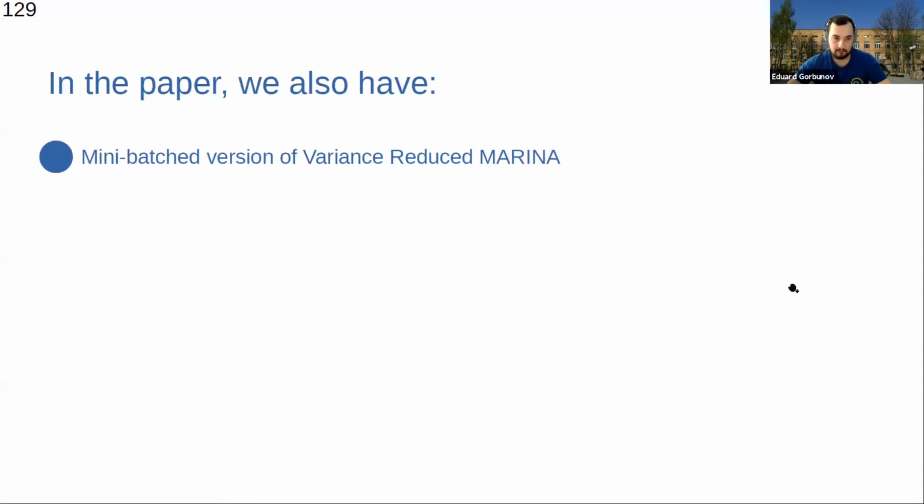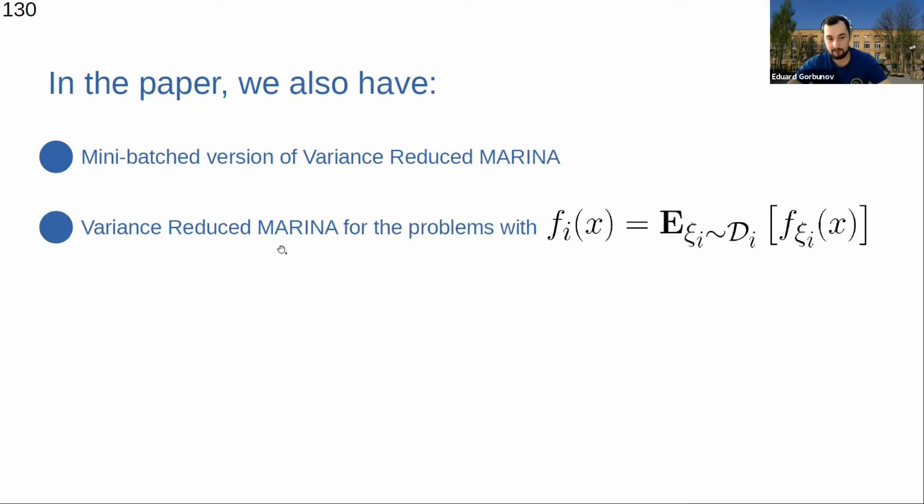Finally, I would like to say that in the paper, we also have a mini batch version of variance reduced MARINA. In this talk, I just consider the simplest case when batch size equals 1. Next, we also have convergence guarantees for the case when f_i equals an expectation, not necessarily a finite sum. Moreover, we also have the rates under the Polyak-Lojasiewicz condition.